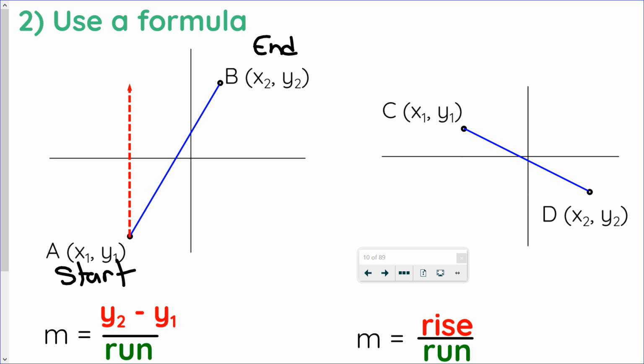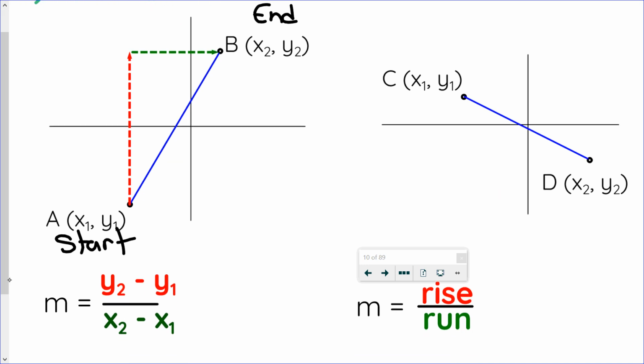That's the difference in your x values. So I could just do my end x value, x2, subtract my beginning x value. And when I do that, I know that my answer should be positive because that's a positive sloping line segment. Now let's look at the next one.